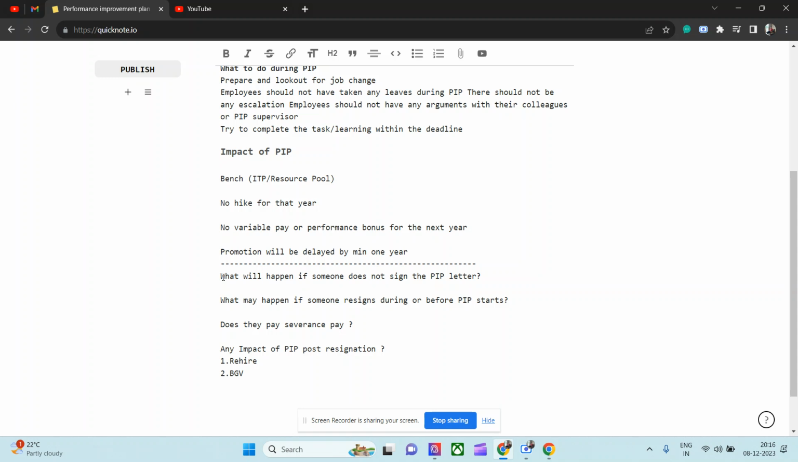So if you are planning not to sign the PIP letter, then you need to check with a lawyer and all other stuff whether it is really wise not to sign a PIP or not, because an employee doesn't have much choice other than signing the PIP. So that is the first question. If somebody doesn't sign, then possibly they will be terminated on performance grounds.